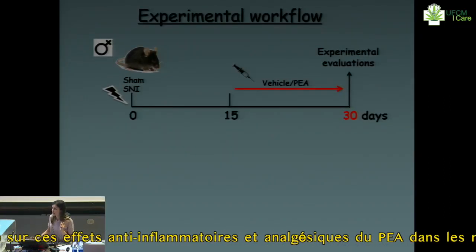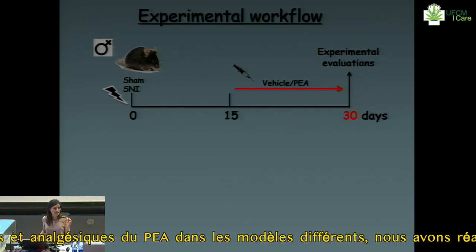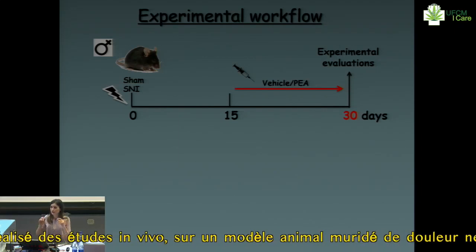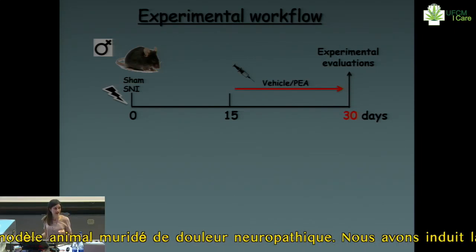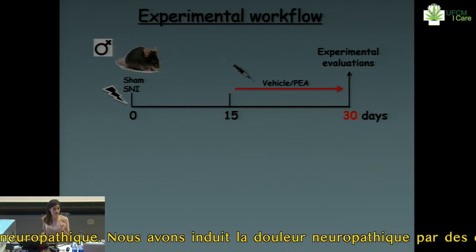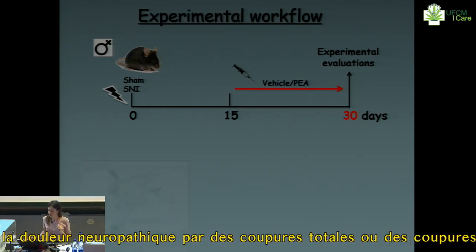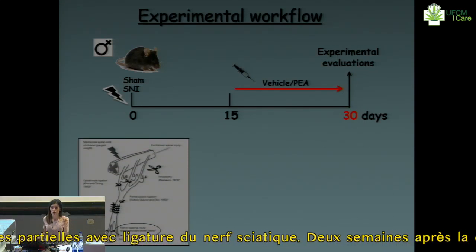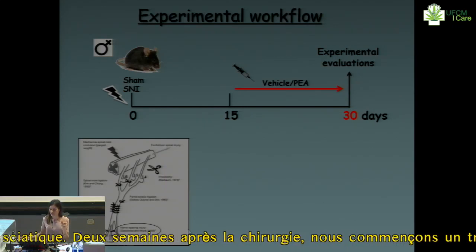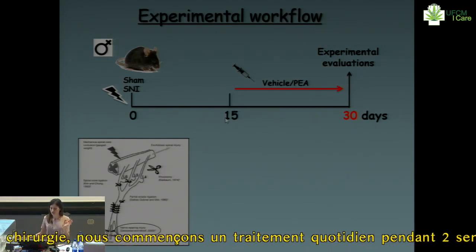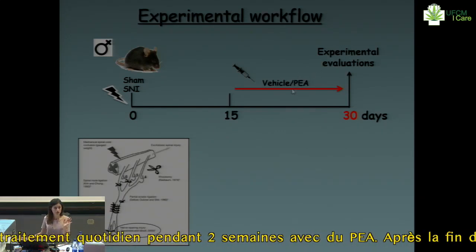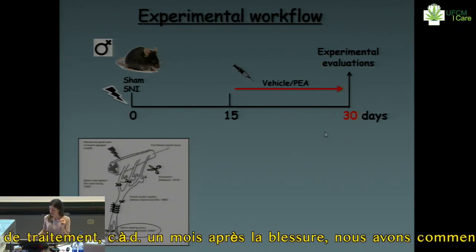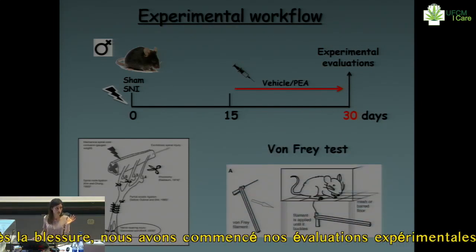So, based on the evidence of the anti-inflammatory and analgesic effect of PIA in a different pain model, we also performed in vivo studies in a mouse model of neuropathic pain, where we induced neuropathic pain through the partial cut and ligation of the sciatic nerve. Two weeks after the surgery, we started treating the animals daily with PIA or vehicle for 2 weeks. At the end of treatment, 1 month after the injury, we started our experimental evaluations.